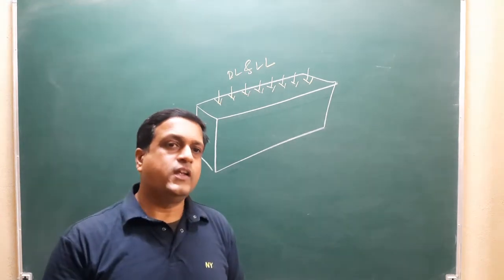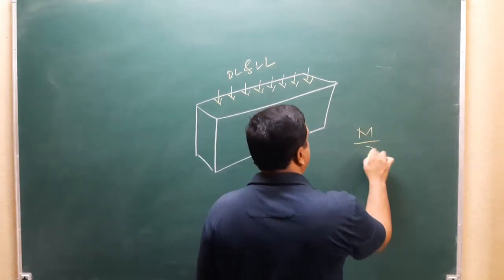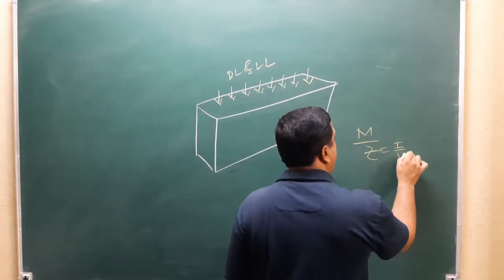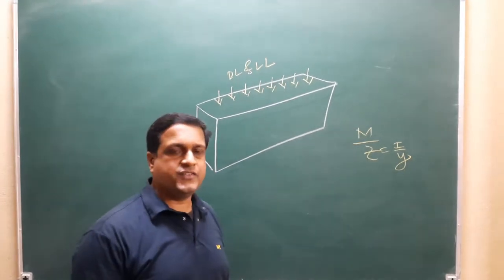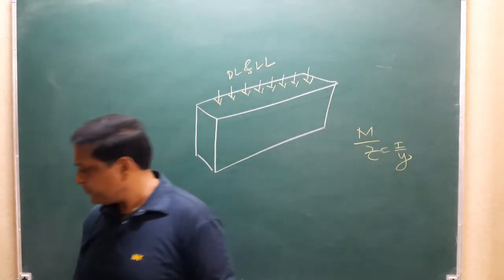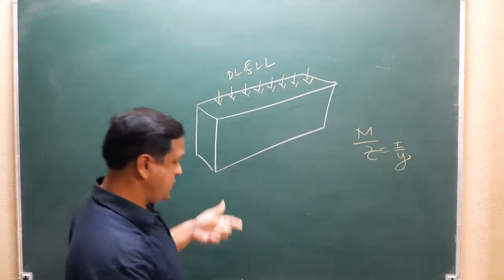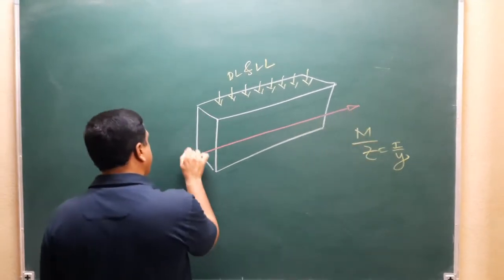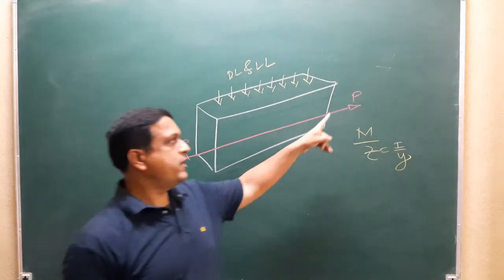So due to external load, the bending stresses are developed, and we have to calculate those stresses using M by Z. This is the bending formula. Z is I by Y. We know that. So using this formula, you have to calculate the bending stresses developed due to the external dead load and live load. Now, in this system, the pre-stressing force is provided like this, P.